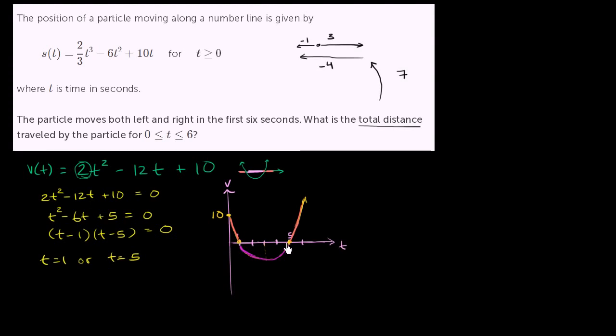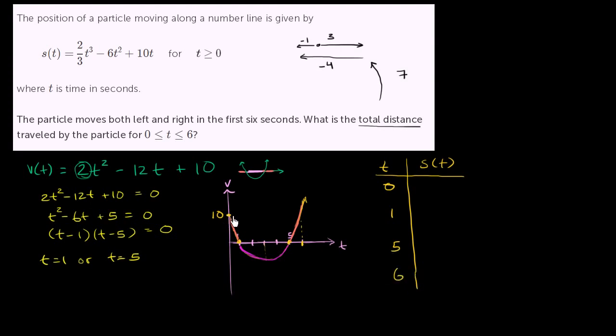at time 1, at time 5, and what we care about, time 6. And then think about the distance it would have had to travel between those times. So let's think about it. Let's make a little table here. This is time, and this is our position at that time. So we care about time 0, time 1, time 5 seconds, and time 6 seconds.